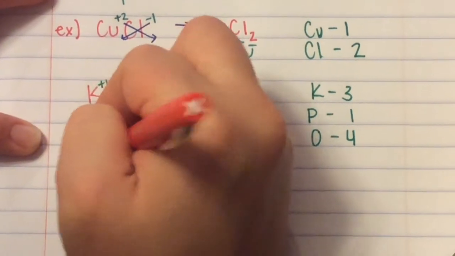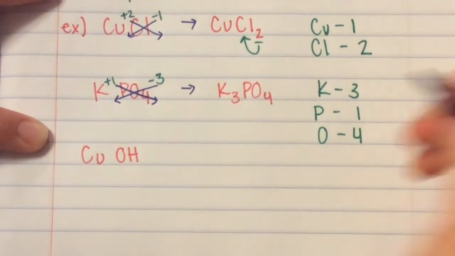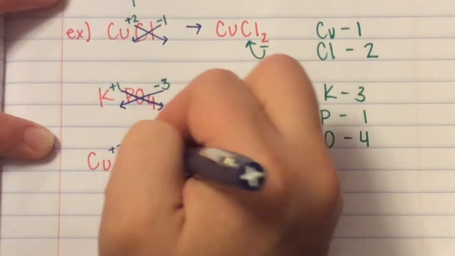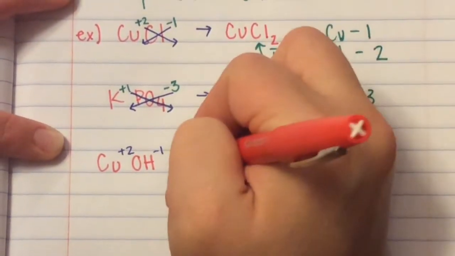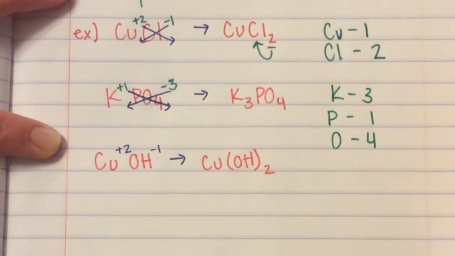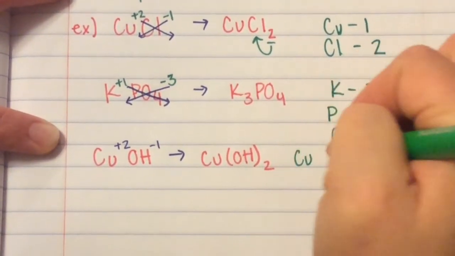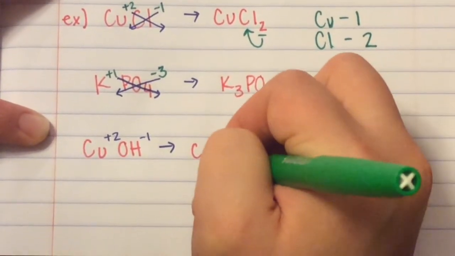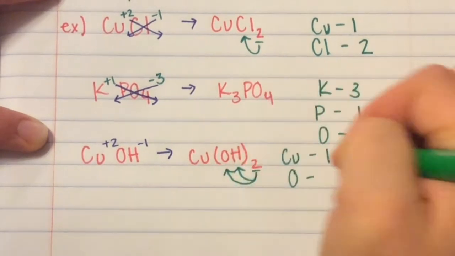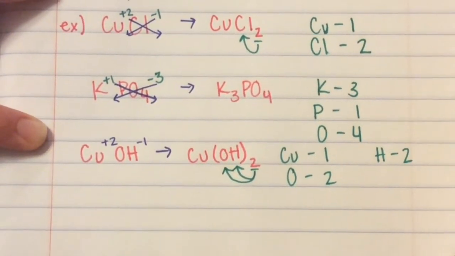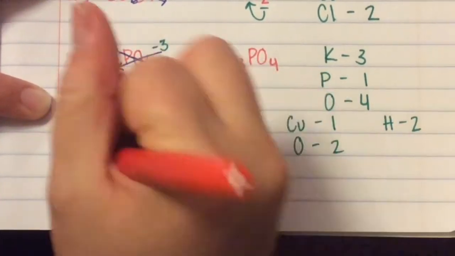Another example, copper and hydroxide. Copper, like we said before, is a +2. Hydroxide is also a polyatomic, so it's a -1. I looked up that on the purple sheet. I crisscross my charges and I get Cu, and then when I put parentheses for OH, and the 2 goes outside the parentheses. Now when I have a 2 outside the parentheses, it applies to both things within them. So I have 1 copper, 2 oxygens, and 2 hydrogens.